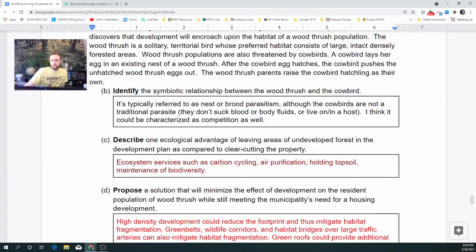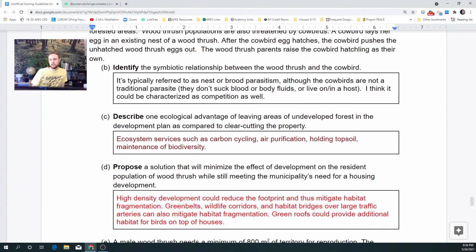Okay. Describe an ecological advantage of leaving areas of undeveloped forest in a development plan as opposed to clear cutting the property. The biggest one that comes to mind to me is topsoil. If you leave those trees in place, you're going to maintain topsoil because of the stabilizing root structure. You're also going to get carbon cycling, so carbon's going to be taken out of the air. I'm reading the comments saying exam. You're going to get air purification.